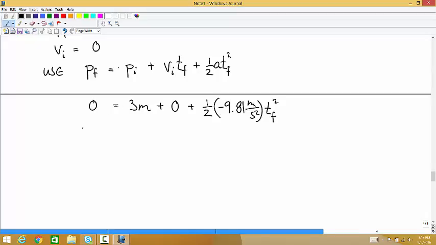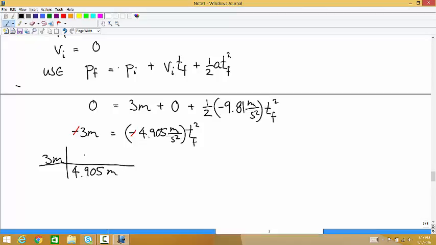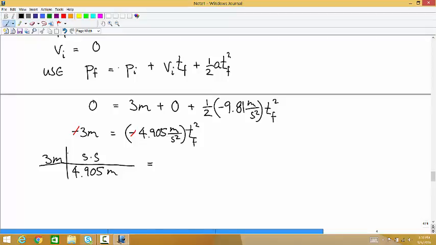So you get negative 3 meters is equal to negative 4.905 meters per second squared T final squared. You can cancel those negatives. And now divide both sides by 4.905 meters per second squared. So 3 meters divided by 4.905 meters per second squared. Does anyone have a calculator? Can you divide 3 meters divided by 4.905? 0.612. The meters cancel. So this is seconds squared.